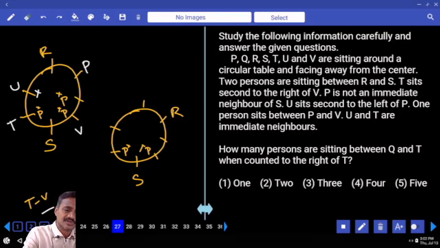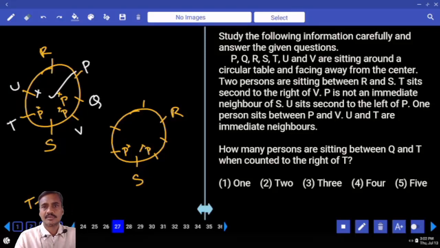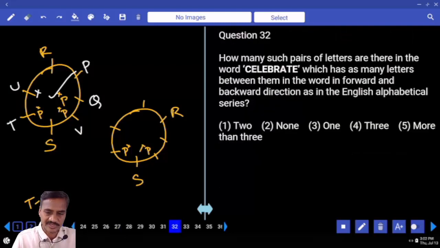Then who is the person after all? Q is the person. Then now this is about 21 to 27 to 31. Must help in the diagram. Then next one. And in 32, how many such pairs of letters are there?